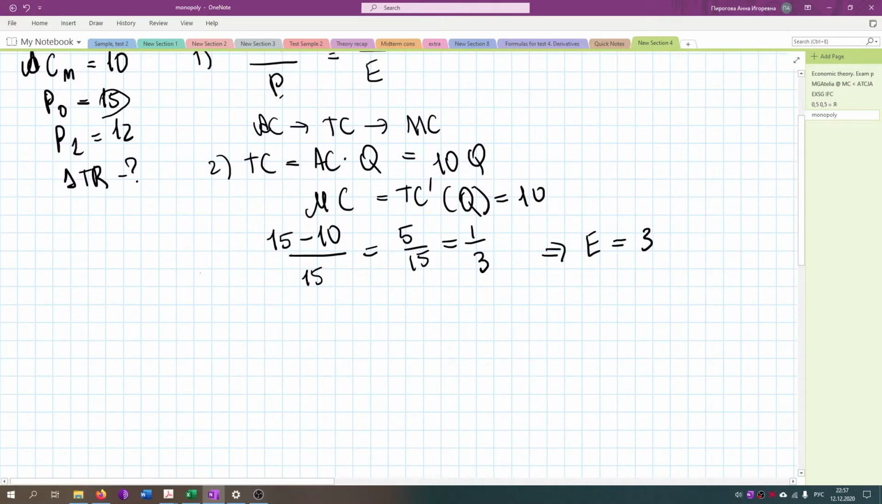And now let's write these changes in terms of percentage change of the price. So our new price minus the initial price, divided by the initial price, multiplied by 100%.